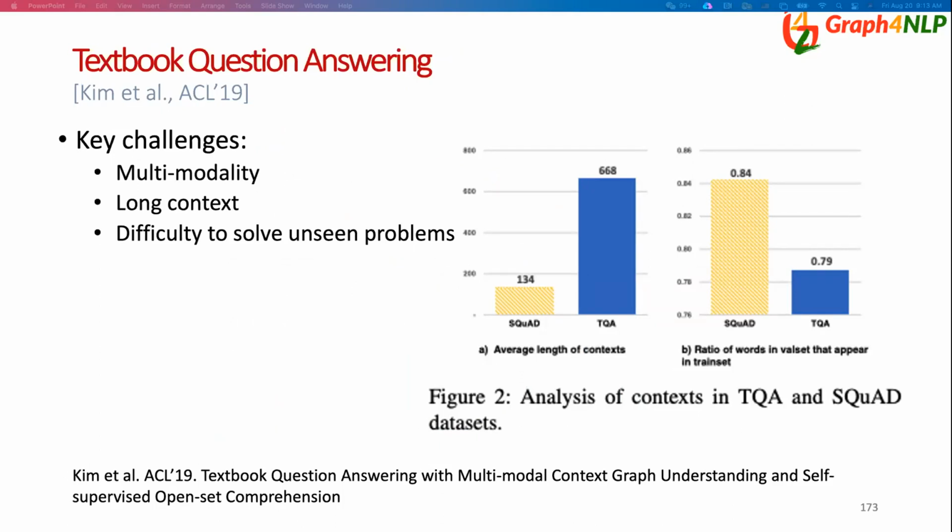Also, textbooks are obviously much longer than typical documents, so how to take the long context into account is also important. Another thing is that every textbook relates to a different domain, so it's very difficult to solve unseen problems. For example, if you read two books, you can probably answer questions over those two books, but how do you answer questions over other books you haven't read yet? This is another challenge in the problem. We will describe shortly how the authors resolved all these challenges.